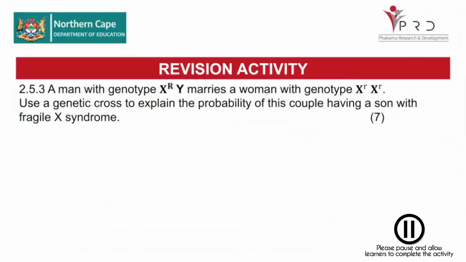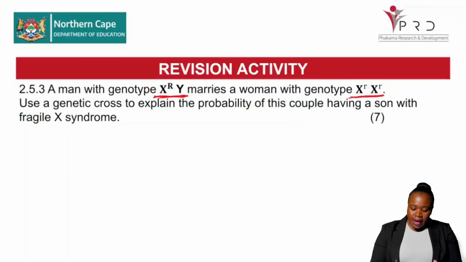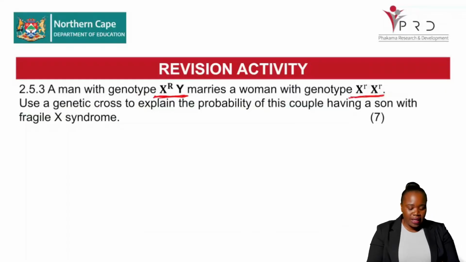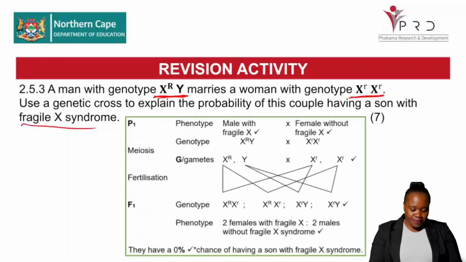All right, so here, remember, it says a man with the genotype XRY marries a woman with the genotype XR small letter and XR small letter. So a female without Fragile X syndrome and a male with Fragile X syndrome. Use a genetic cross to explain the probability of this couple having a son with Fragile X.